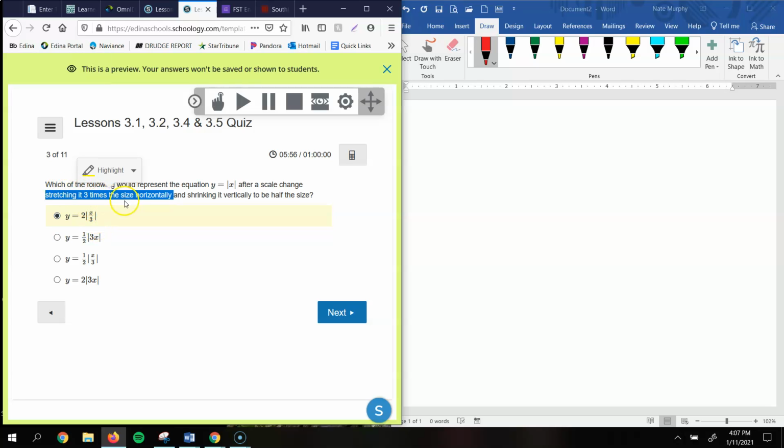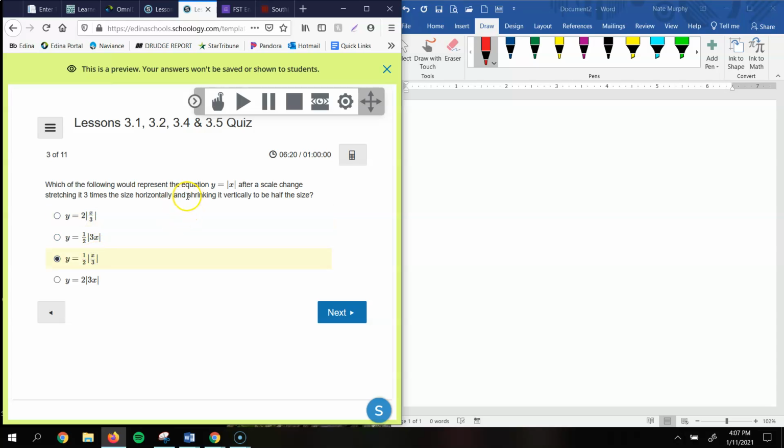So if it's going to be stretched to be 3 times the size, it's either going to be this first one, x divided by 3, or this third one, in my case, x divided by 3, because that means that the graph is going to be stretched horizontally to be 3 times the size. The impact of 3 times x would actually cause the graph to shrink horizontally, and that's not what's happening. So it's going to be one of these two, either the first one or the third one.